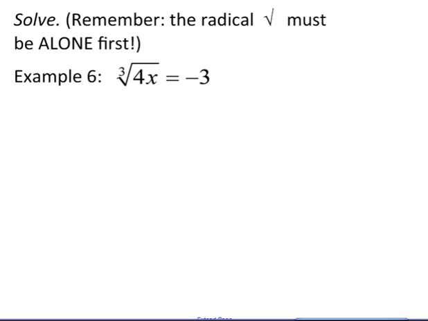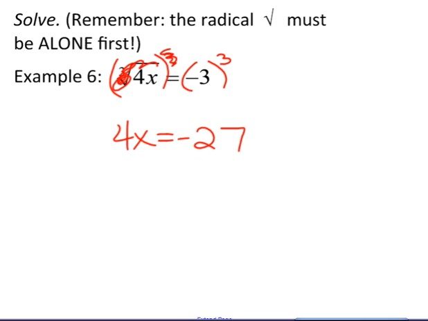Notice this one is cube root. You're going to do this in the same way. The opposite of cube root is cube. So you're going to cube both sides. Again, the cube cancels with the cube root. So on the left you have 4x. Now this is negative 3 to the third power. That means negative 3 times negative 3, which is 9, times negative 3, which is negative 27. And divide by 4.